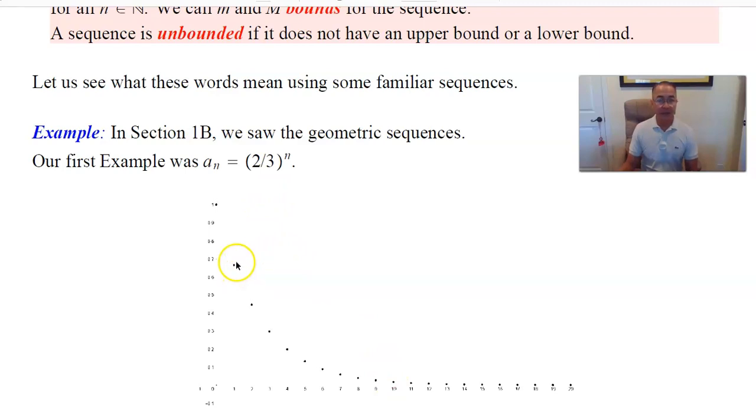And it is bounded above by 1. So the biggest value is 1, and all terms are below 1. Now, all the terms are positive. So all the terms are bounded below by the number 0. All right, so this sequence is decreasing, monotonic decreasing, and bounded above by 1 and bounded below by 0.